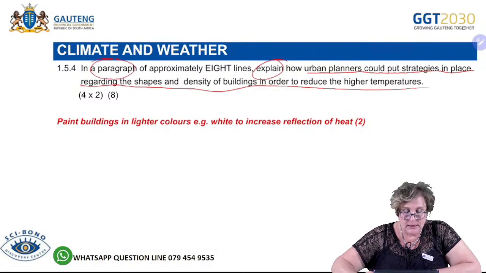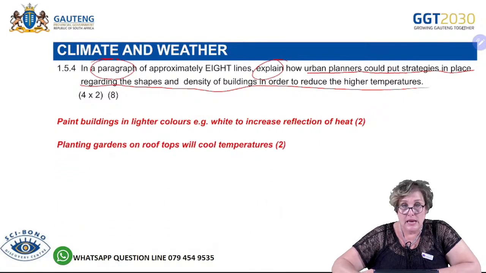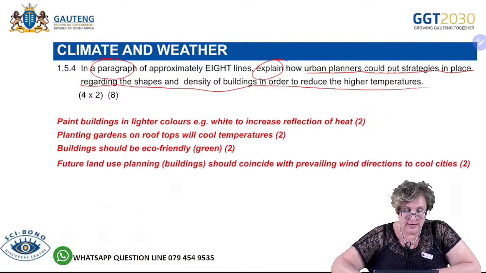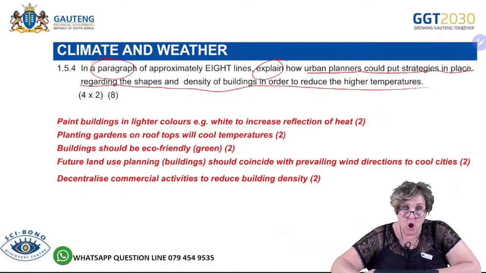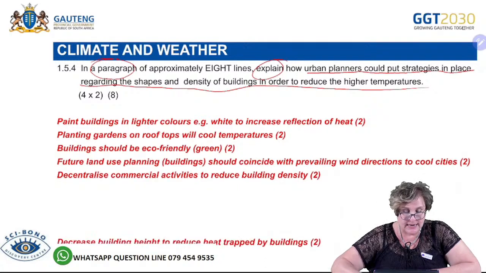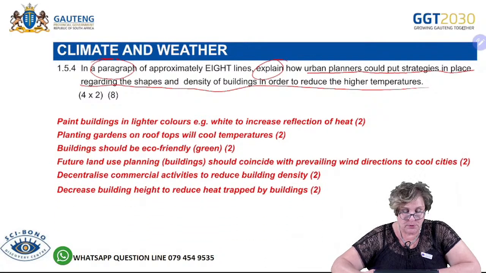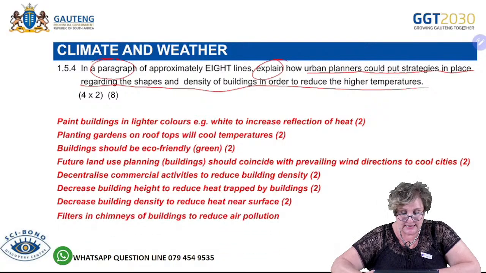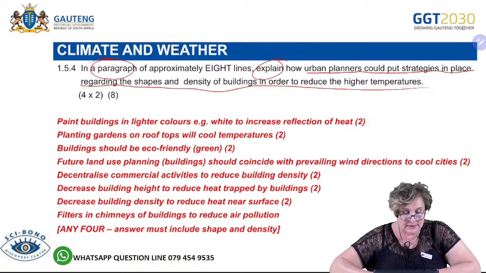We can paint the buildings in lighter colors, for example, white. You can plant gardens on the rooftops. Buildings should be eco-friendly. Future land use planning should coincide with prevailing wind directions to cool the cities. We can decentralize commercial activities to reduce building density. We can decrease building height to reduce the heat trapped by the buildings. And we can decrease building density to reduce the heat near the surface. We can have filters in chimneys of buildings to reduce air pollution.